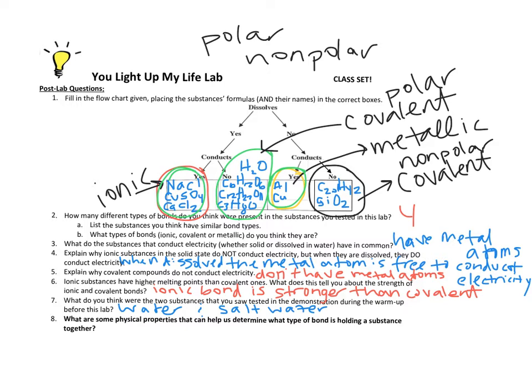Okay, now it's last but not least. Number 8, what are some physical properties that can help us determine what type of bond is holding a substance together? Well, these physical properties are going to be exactly what we were testing in the lab. So conductivity, solubility, and melting point.